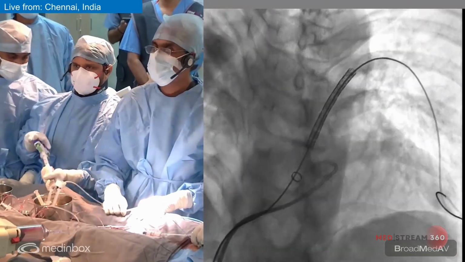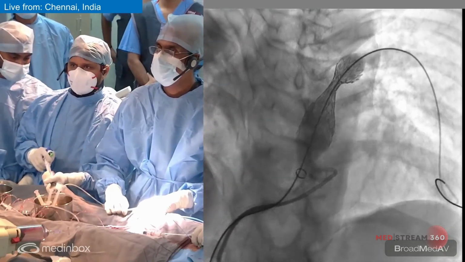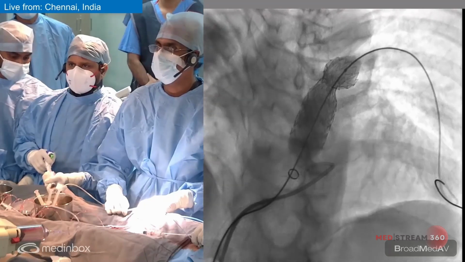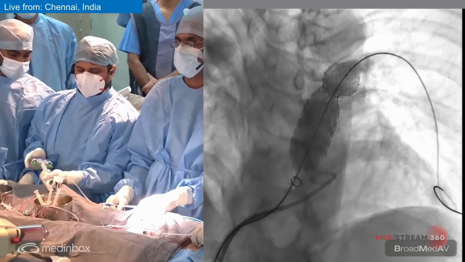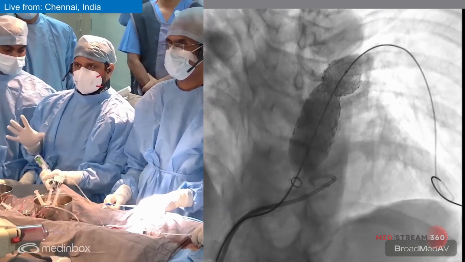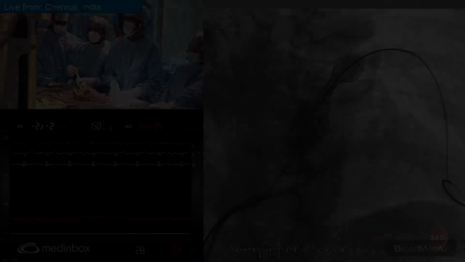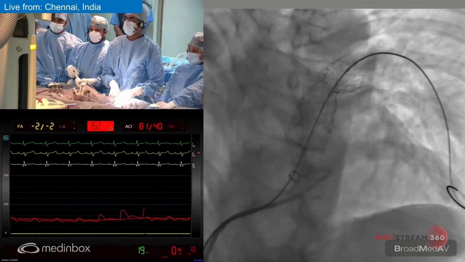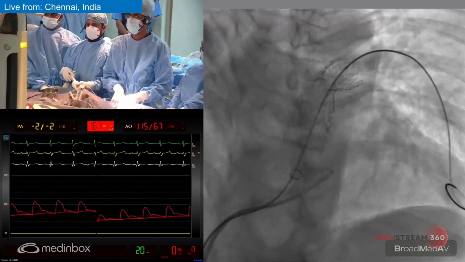Yeah, we can go ahead. Just push the contrast. Yeah, keep on enlarging. Okay, go to, what is the burst pressure? 5. So go up to 5 atmospheres. 5. And deflate. We'll wait for the systemic pressures to bounce back again. It's coming back.